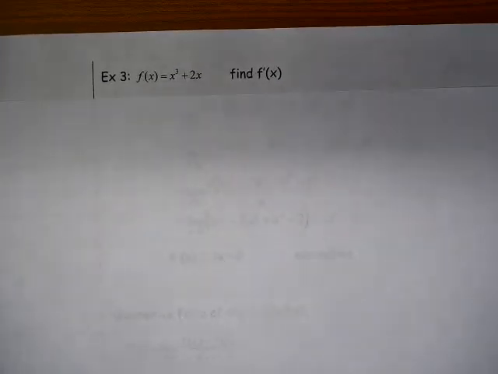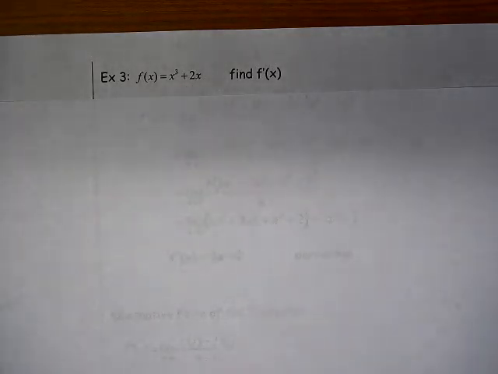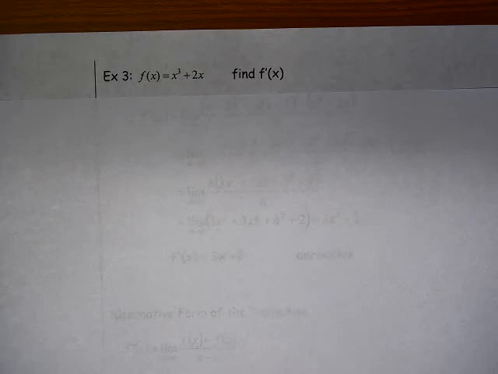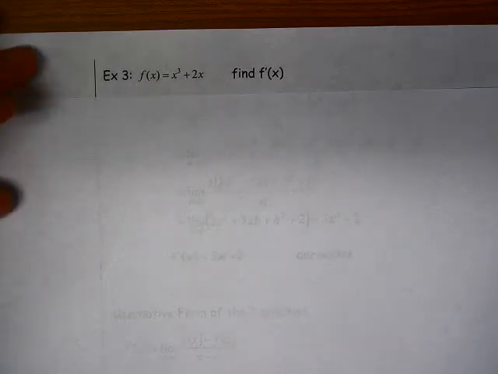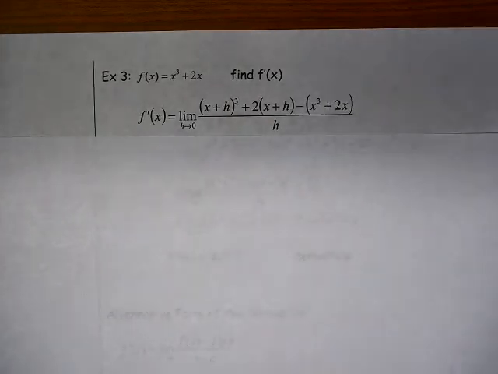So here's another example, a little bit more complicated than the last. The function here is x cubed plus 2x, and we want to find the derivative. We're going to use the definition of the derivative. I'm going to use the x plus h form. Alright, so I'm taking the limit as h approaches 0.